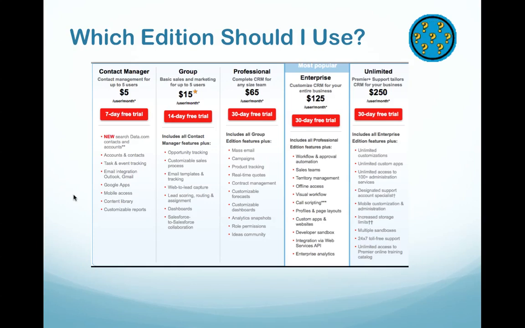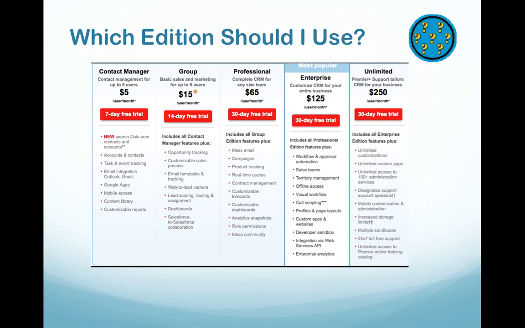I really want to talk about the Professional versus the Enterprise just to contrast between the two most popular choices. So again, these two choices here, the Professional and Enterprise, Salesforce is right when they say it is the most popular edition out there, and there's a reason for that.